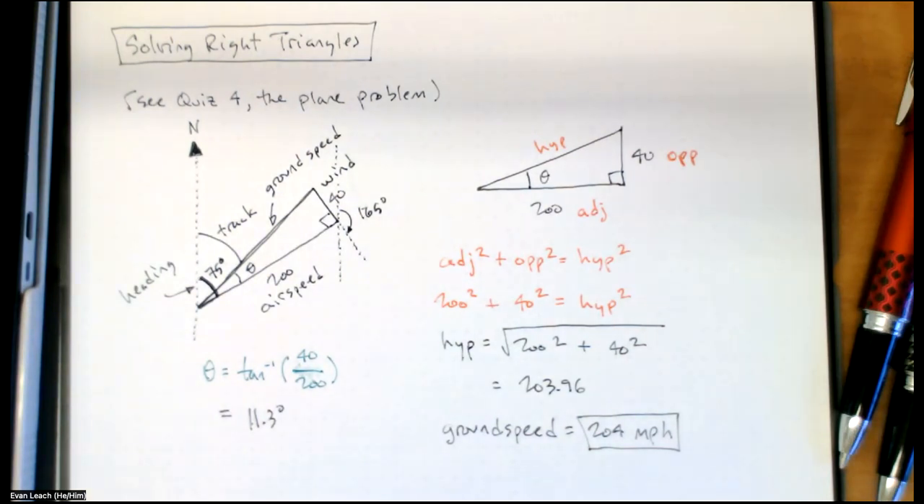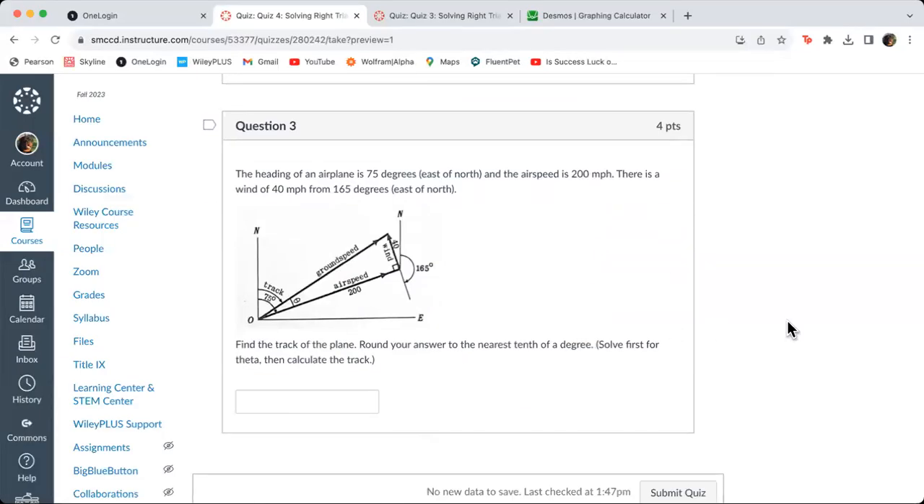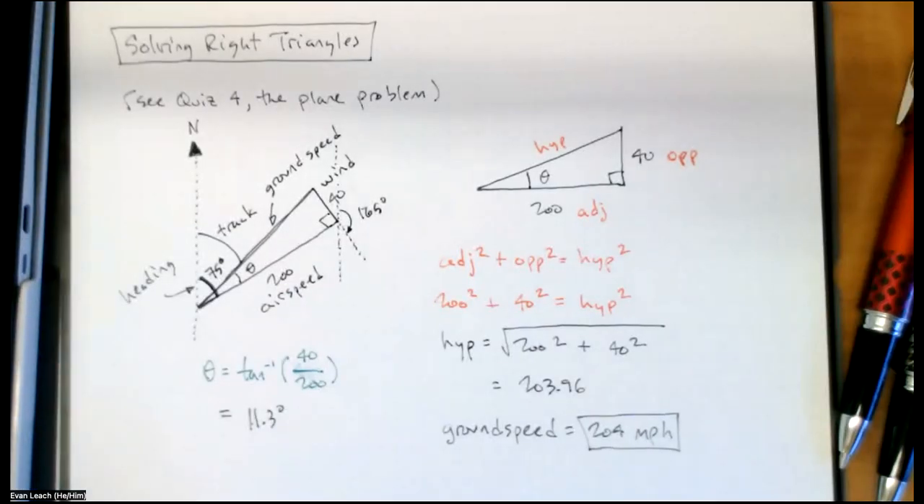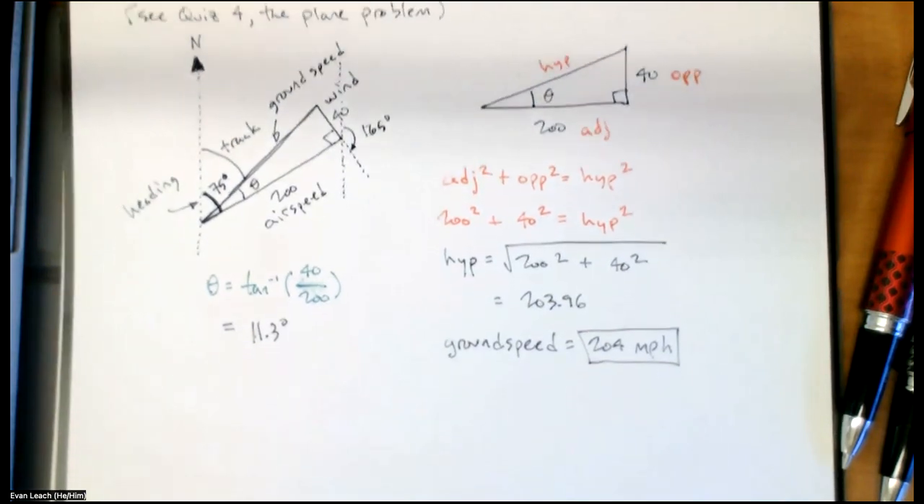The next problem asks for the track of the plane. That's the only thing left that we don't know in this particular problem that's labeled. We want the track of the plane. The heading of the plane is 75. That goes from north to the airspeed. The track goes from north to the ground speed. How are we going to take the 75 and the theta that we just found to figure out the track? What are we going to do with the 75 and this theta to calculate the track?